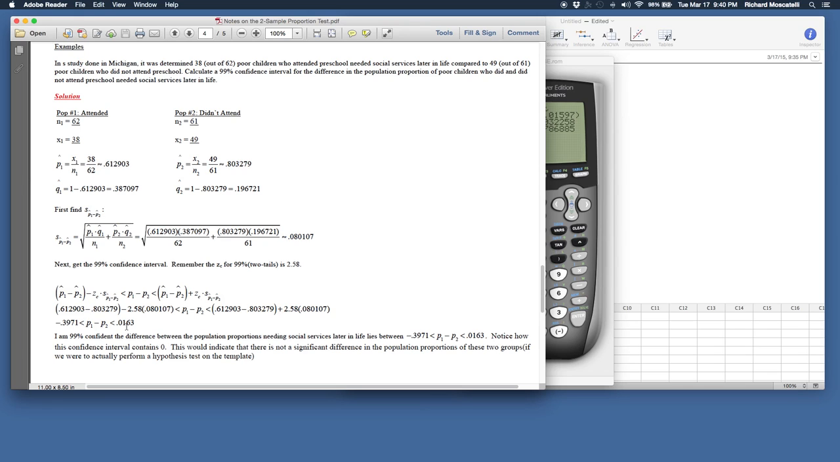So the question wants to know, is there a difference between these two groups? And since it contains the number 0, we would say no, it's not really that much different. If the number 0 is contained within the limits of the confidence interval, then you would say probably there's not much of a difference at all. If we were performing a hypothesis test, this would fail to reject the null hypothesis.